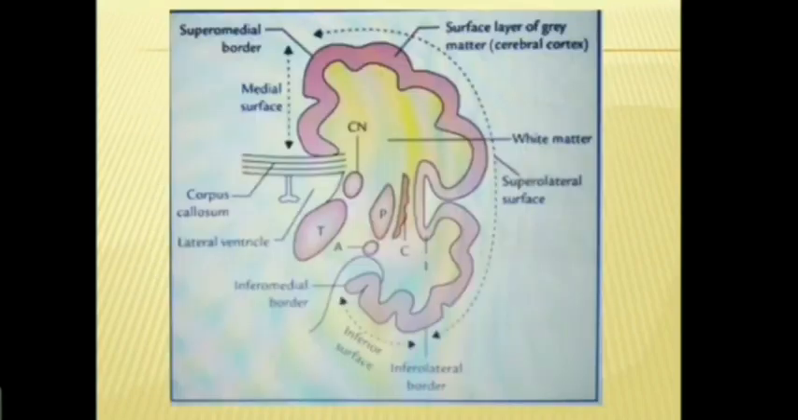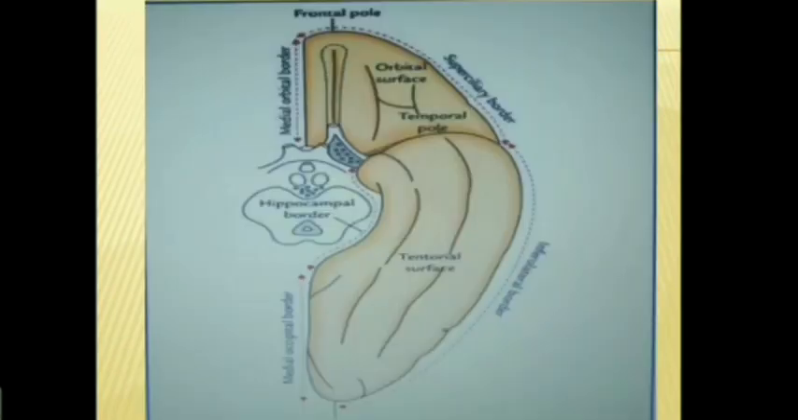So this is the supromedial border, and it separates the supralateral surface and the medial surface. So it lies between the medial and the supralateral surface. And about the inferior, this is the inferior aspect of the cerebral hemisphere.